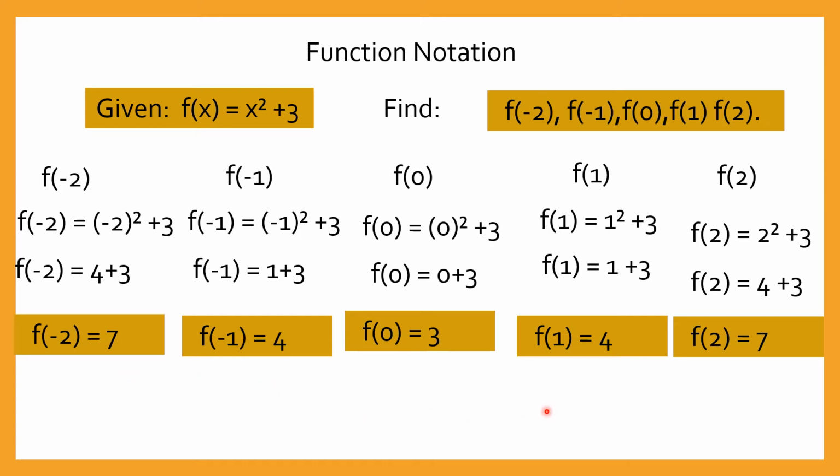So how are we going to determine the complete set of domain and the complete set of range? The better way to identify is to draw the graph. So now we have the following ordered pairs: negative 2, 7, negative 1, 4, 0, 3, 1, 4, 2, 7. Let's start with this. What we are going to do is graph or plot the points.